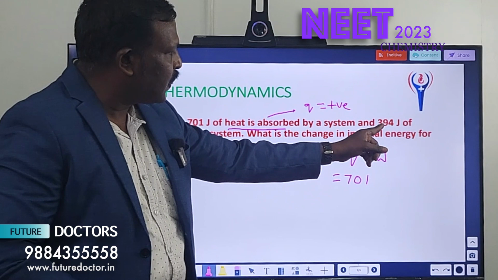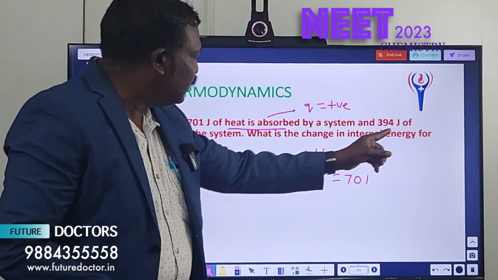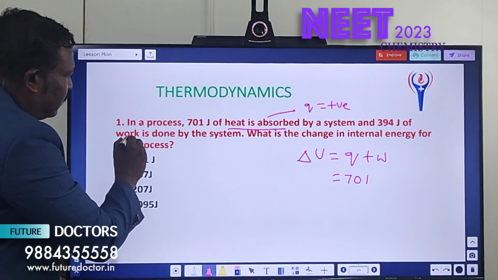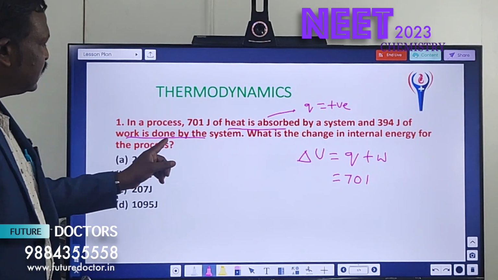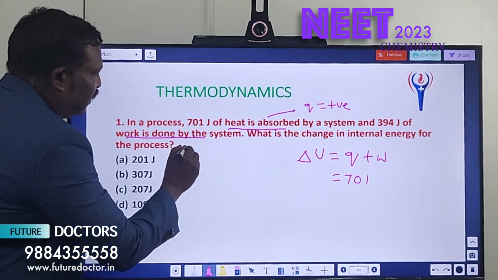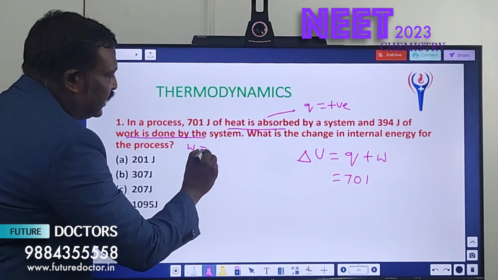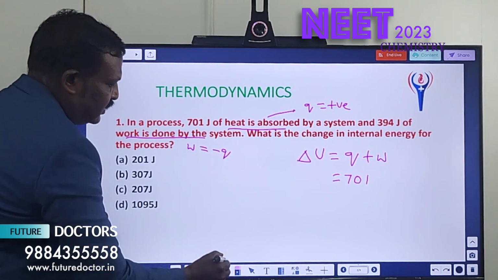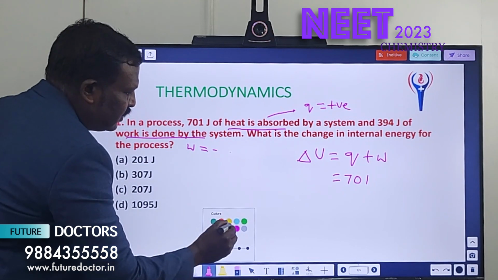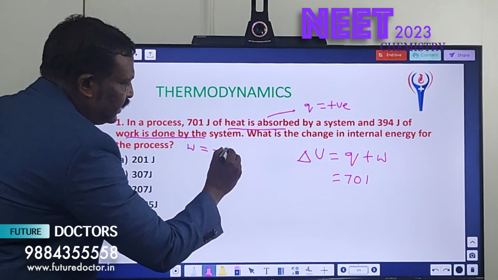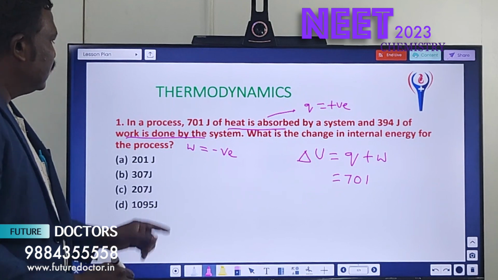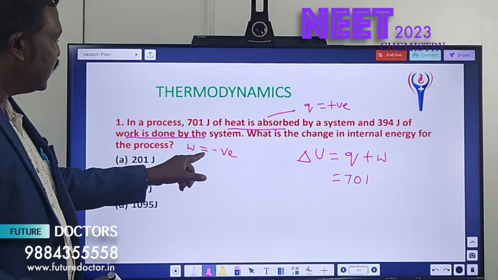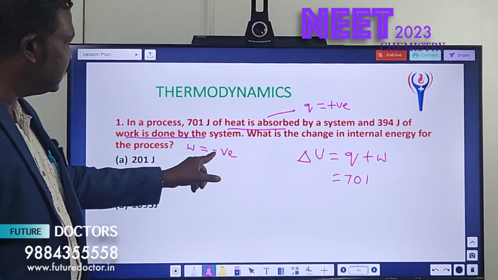And see the next one. 394 joule of work is done by the system. W is nothing but work done, and it is by the system. Then work done is negative. Work done on the system means positive. Work done by the system means negative.